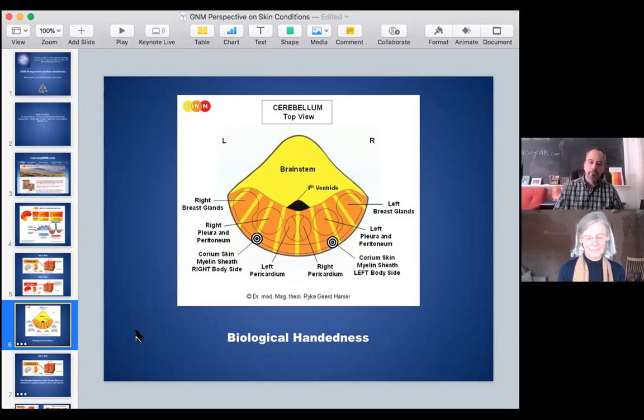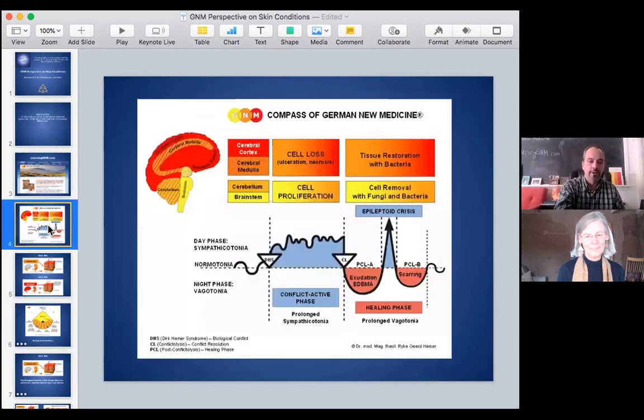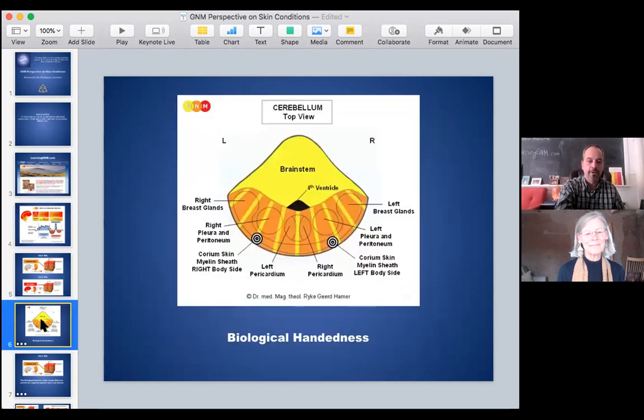When we're talking about the corium skin, we're talking about the area of the brain known as the cerebellum, located back here in the brain. Actually, right here is the cerebellum. You can see that here. We have the brain stem and then the cerebellum. So we're going to be focused here for now on the cerebellum.